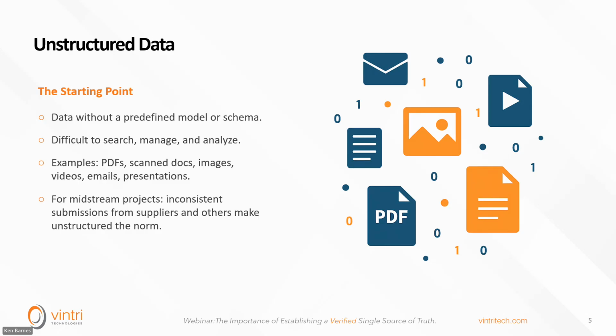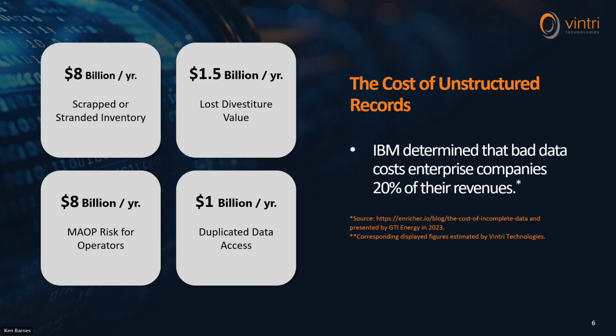Suppliers all have different systems and templates, so submissions come in inconsistently and are often incomplete. And here's where it gets real. According to IBM, bad data costs enterprise companies 20% of their annual revenues. For our industry, this translates to 8 billion a year in scrapped or stranded inventory, 1.5 billion in lost divestiture value, 8 million in MAOP-related risk, and 1 billion in duplicated data access costs. That's a staggering amount of waste, and the root cause isn't technology, it's data inconsistency and lack of verification.